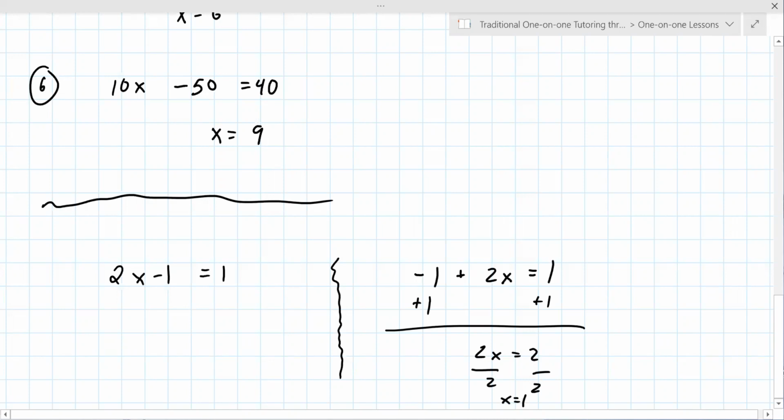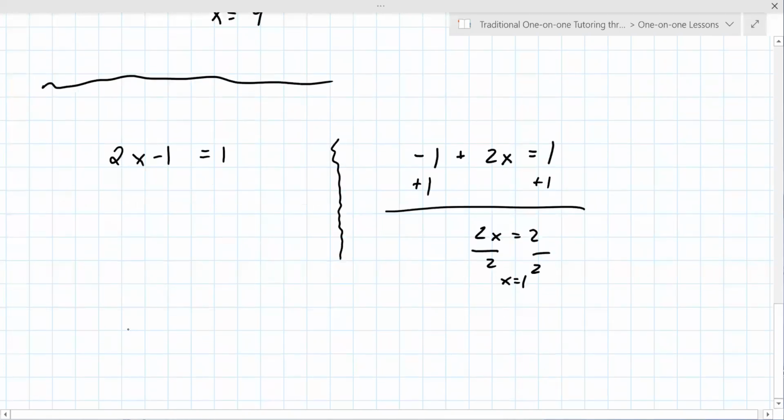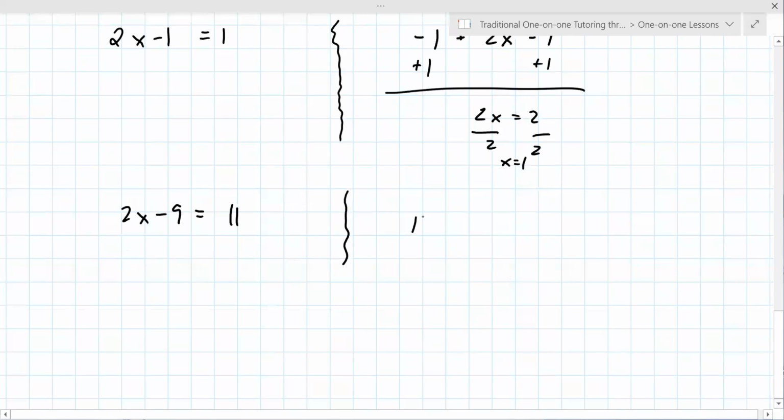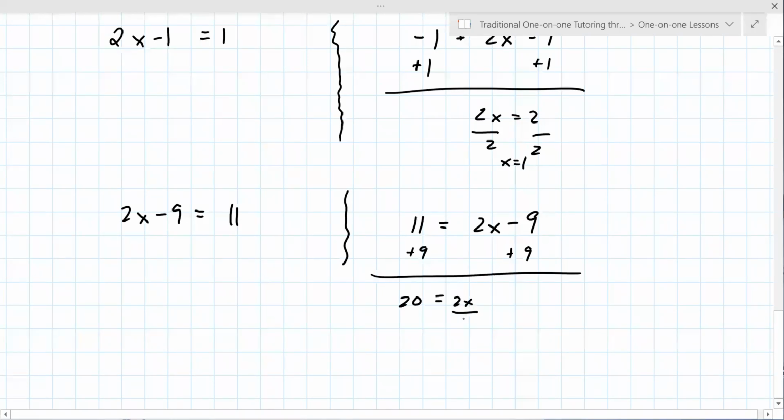Okay, let's look at number 3. 2x minus 9 equals 11. Here's a scrambled version of the same question. What is different about this one? The 11 is up front, and it's just backwards. Do you solve it the same way? Yeah, you solve it the exact same way. Absolutely. You get 20 equals 2x, and you still get x equals 10, just like before.